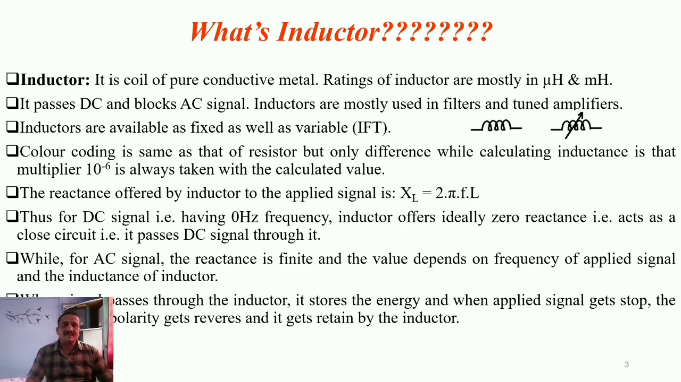Again, the color coding is the same as that of a resistor, but the only difference is that while calculating the inductance, it is multiplied by micro, that is 10 raised to minus 6. In case of a capacitor, the default multiplier we saw was pico, that is 10 raised to minus 12, but here we have to take the multiplier as micro, that is 10 raised to minus 6.